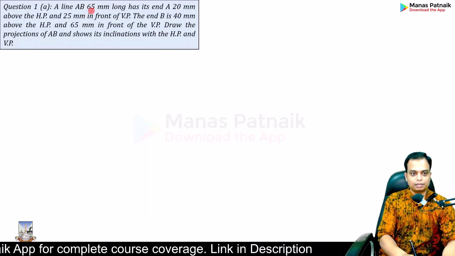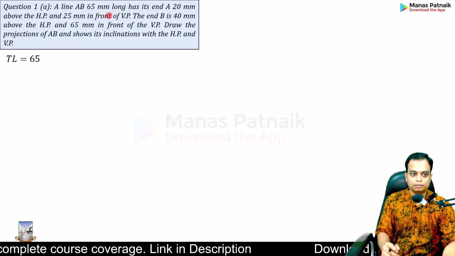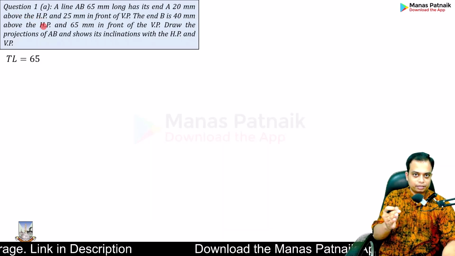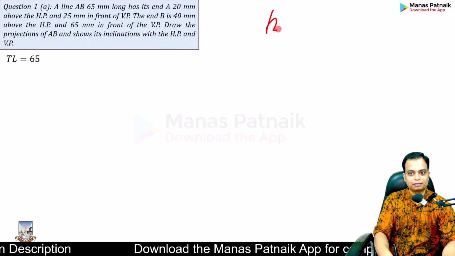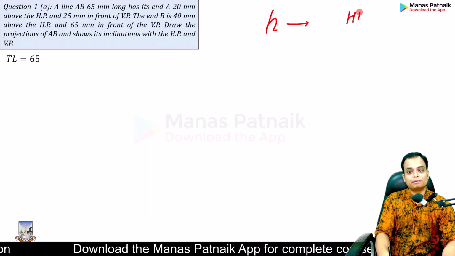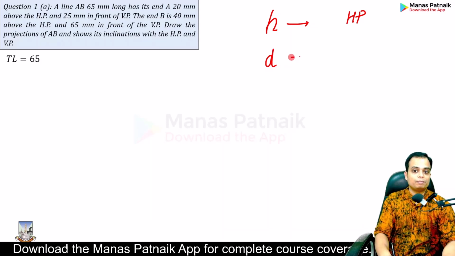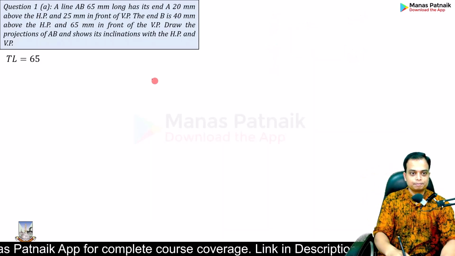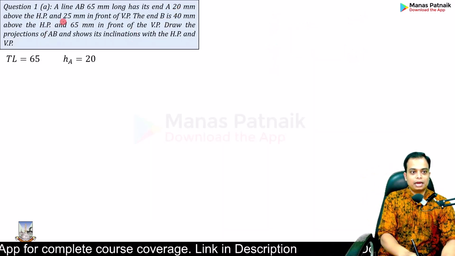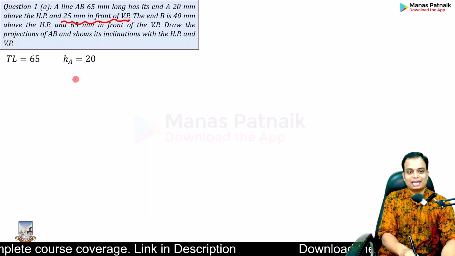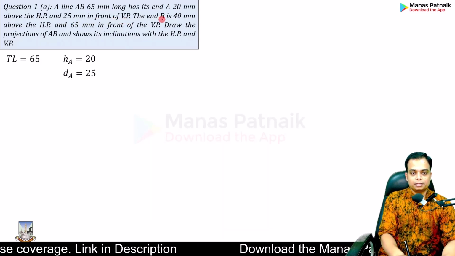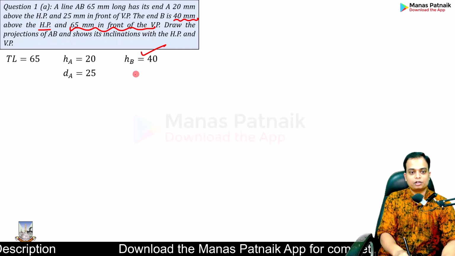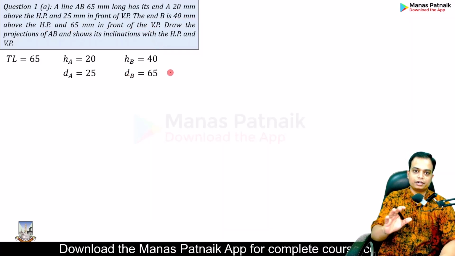Now let's read this question second time. There is a line AB 65 mm long. This happens to be the true length. Its end A is 20 mm above the HP. So any distance of a point with respect to HP is denoted by H. What is this? Distance from HP. Any distance with respect to the VP is represented by D. Okay. Remember these two representations. So 20 mm is HA and 25 mm in front of VP is DA. Done. In the same fashion, end B is 40 mm above HP. Here it is. And 65 mm in front of VP. So DB is 65. So we have written down all the data.